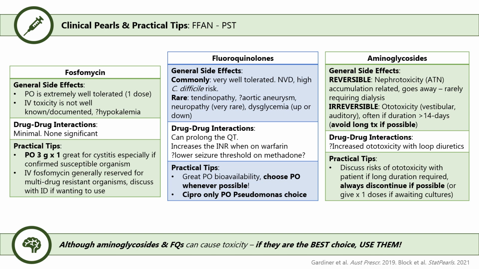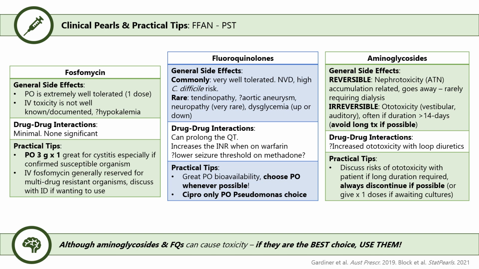Practically, fluoroquinolones have great PO bioavailability and, again, can be given PO whenever possible. Aminoglycosides are IV-only antibiotics with 2 primary toxicities. First, a reversible acute tubular necrosis, which rarely requires dialysis, and second, an irreversible ototoxicity from cranial nerve 8 damage that causes hearing loss and vestibular illness, which can unfortunately be permanent to some degree.